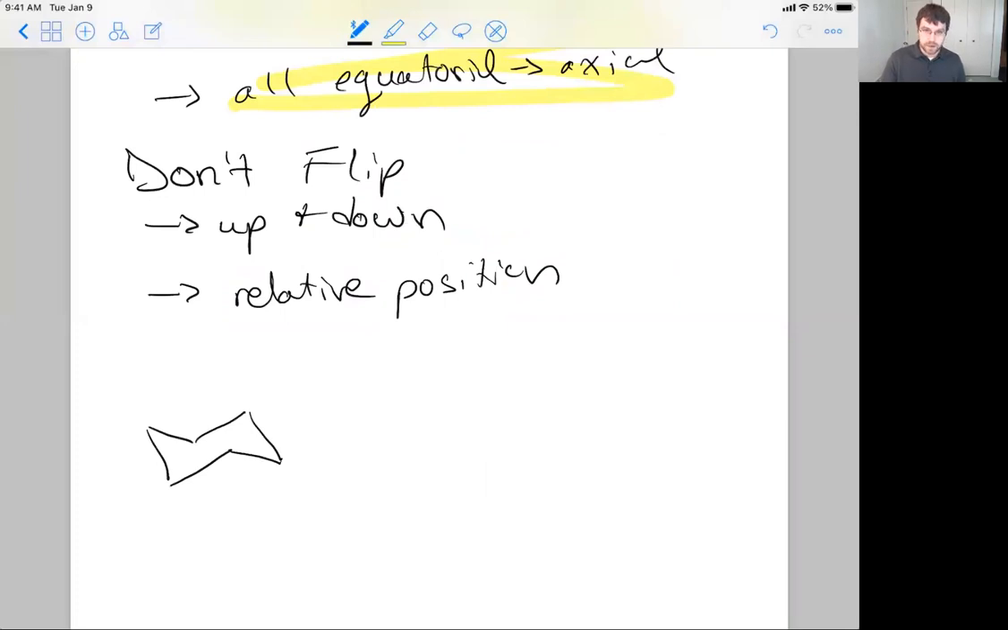Okay, so we have this structure, and I'm going to draw the starred carbon at this position and the squared carbon at this position. And I'm going to consider my methyl groups, each pointing up, my hydrogens, each pointing down. One hydrogen's axial, one's equatorial. Okay, then what I want to do is a chair flip.